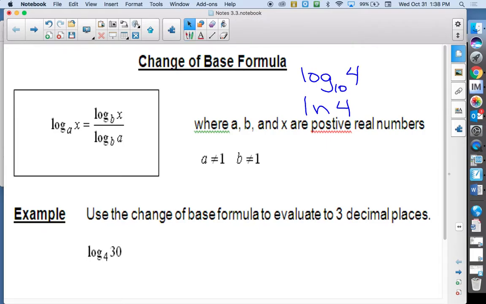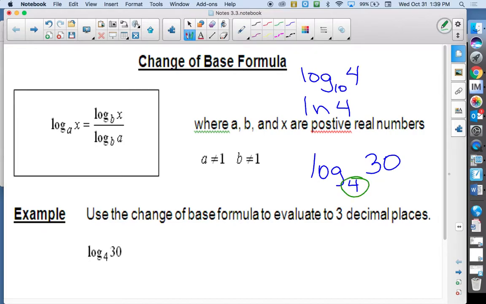So, not all logs are common logs or natural logs, because down here we have the log base 4 of 30. And so the problem is, like, what happens if this number here isn't a 10? So it's not a common log if it's not a 10. And therefore you can't press that little button in your calculator.